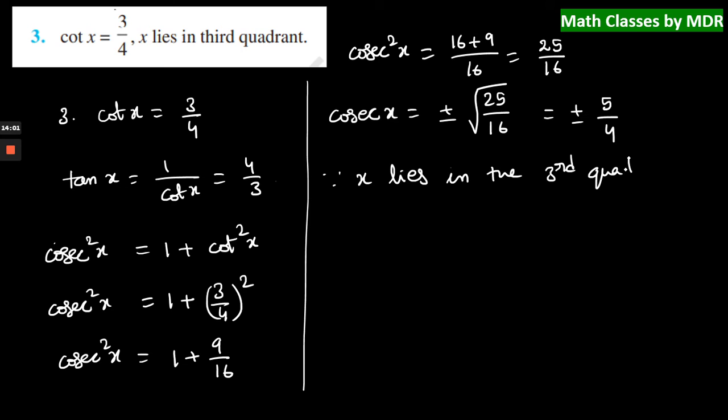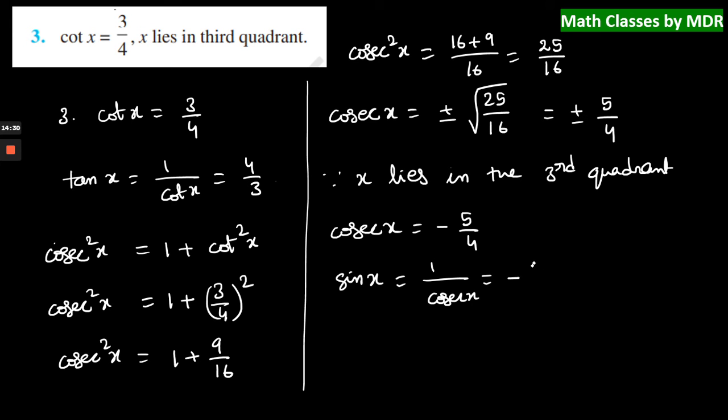cosecant x is negative, that is minus 5 by 4. We have two values here, plus 5 by 4 and minus 5 by 4. So we have to take the minus 5 by 4 since x lies in the third quadrant. So now we have cosecant x also. Now from this we can get sin x. So sin x is equal to 1 by cosecant x, which is equal to minus 4 by 5, right?